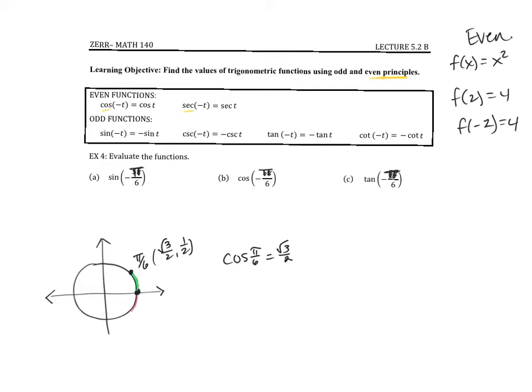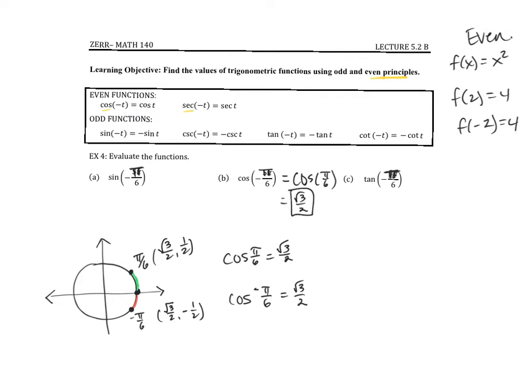But notice if we do the cosine of negative pi over 6, because cosine is all about the x value, the x value on both of these points is still positive square root of 3 over 2. It's just the y that's negative down in quadrant 4. So the cosine is also square root of 3 over 2. That's an example showing that cosine is even. You put in the opposite, cosine of pi over 6 and cosine of negative pi over 6, and they are the same output.